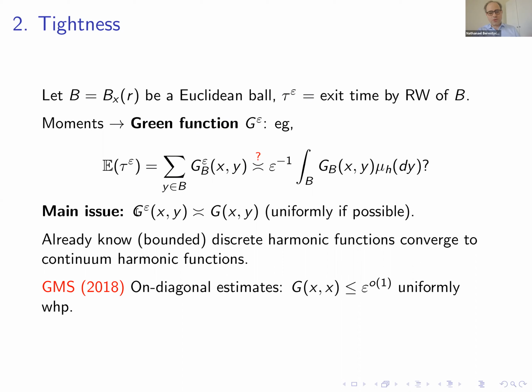And so the main issue in trying to prove tightness is to get a uniform control that relates the discrete Green function, up to constants, to the continuum limit, uniformly in X and Y if possible. At this point, due to the work of Gwynne, Miller, and Sheffield, we already know that bounded discrete harmonic functions converge to their continuum counterpart. And that's because that's what convergence of random walk to Brownian motion modulo parametrization tells you.